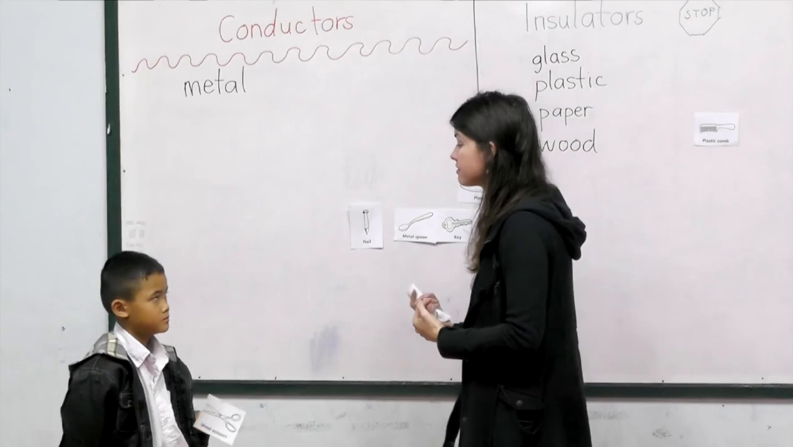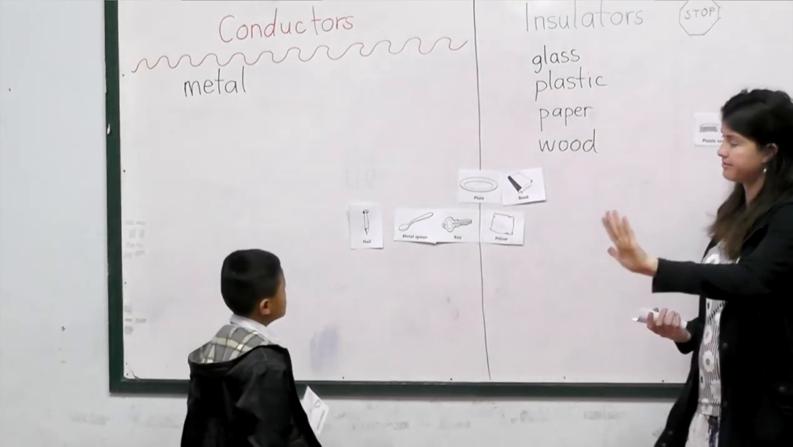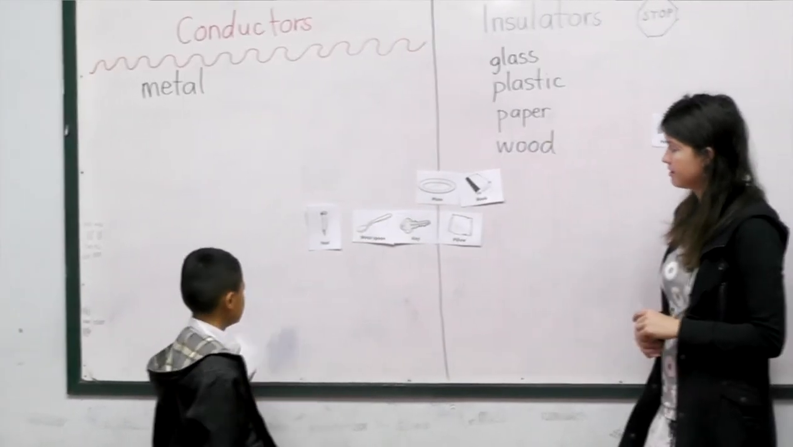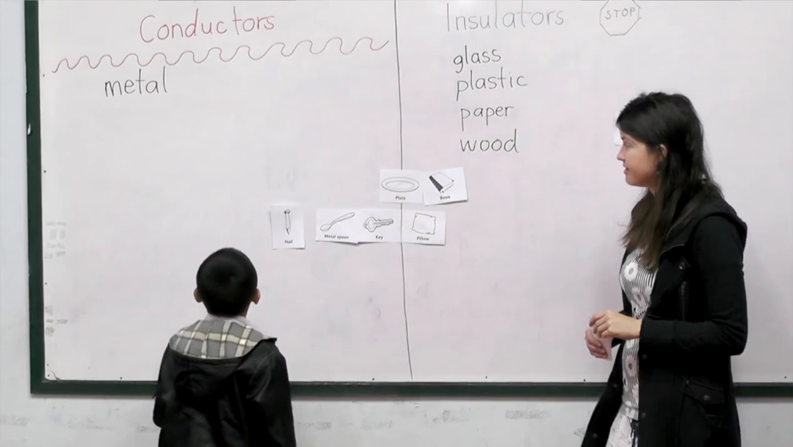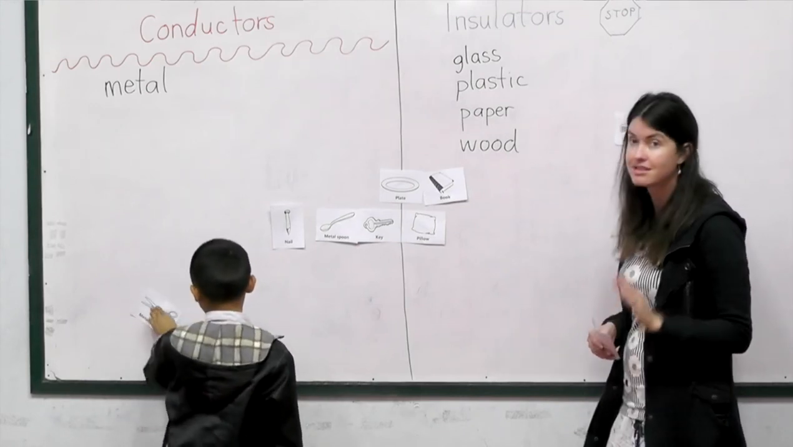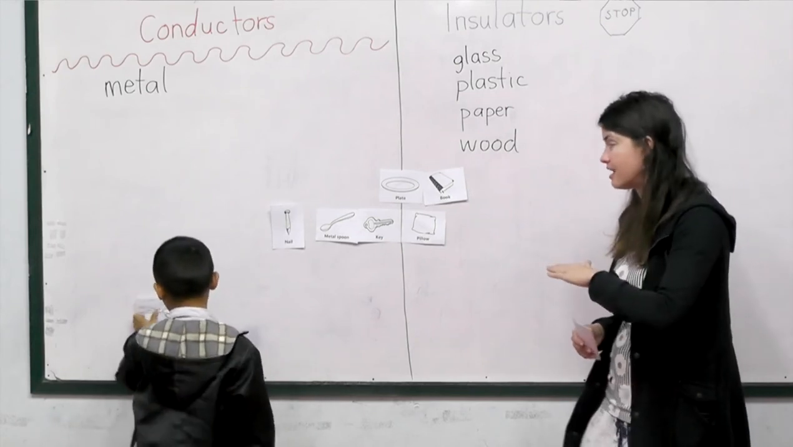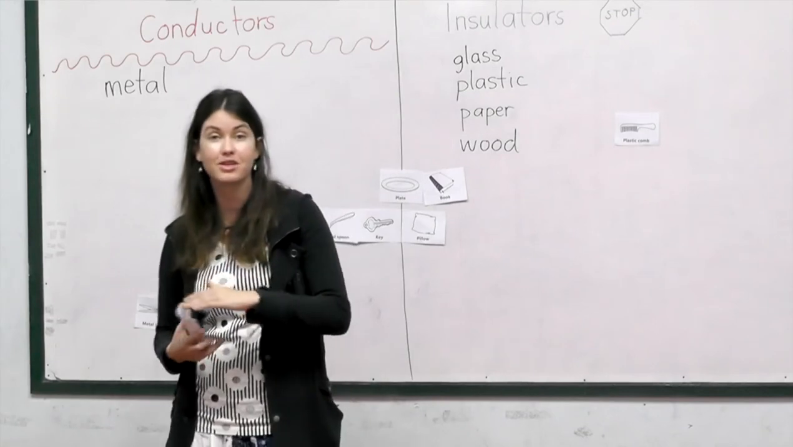So what do you think? Conductor or insulator? Plastic and metal. Okay, there's our metal scissors on our conductor side. Very nice. Electricity probably will move through them.